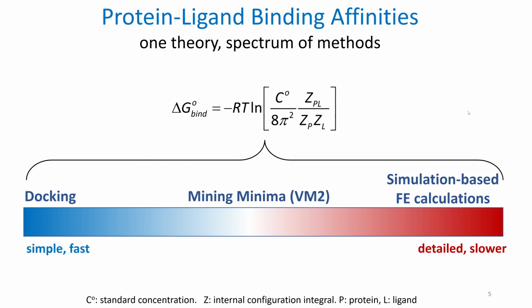So the basic theory of calculation of protein-ligand binding affinities underlies all methods in this field. So we have delta G bind equals negative RT ln of this quantity in brackets. C naught is the standard concentration. ZPL is what's called a configuration integral for the protein-ligand complex. And in the denominator, we have the configuration integrals of the protein and the ligand free in solution.